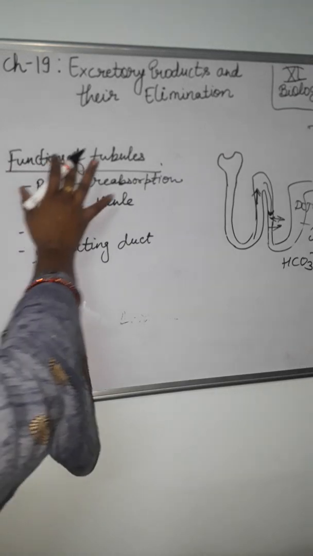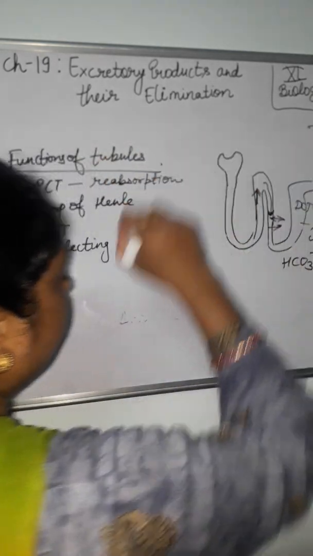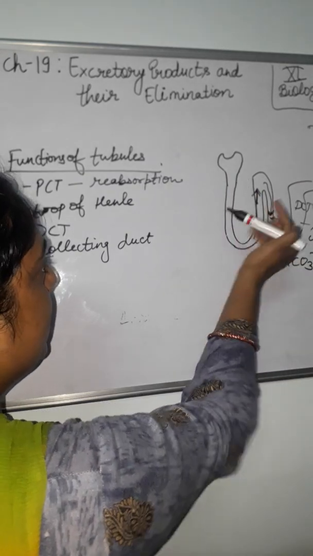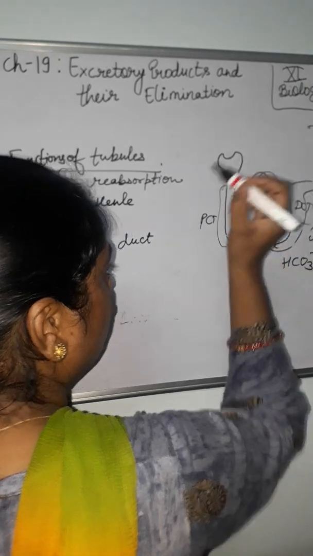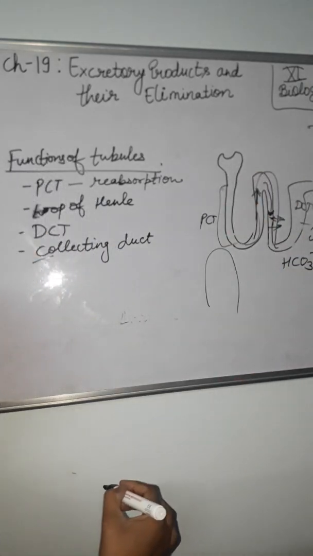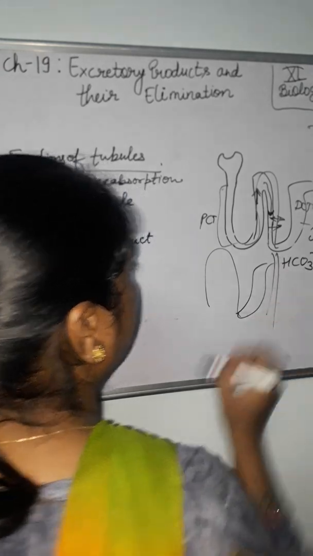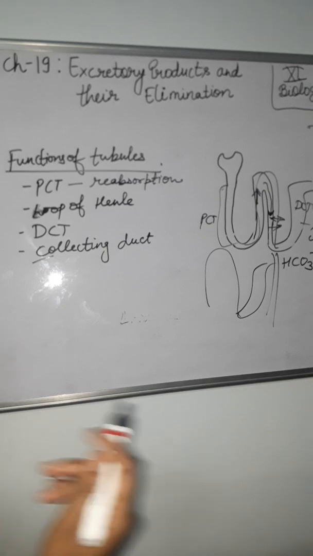Okay, now again, what is the main function of this PCT? Here it is written that it's function of tubules. Okay, it is simple nephron, and इसके 3-4 parts हैं. This one is PCT. This is loop of Henle, this U shape, that is loop of Henle, and after that this part is called DCT and this one is collecting duct. ओके तो हर पार्ट का फंक्शन क्या है, अलग अलग है.